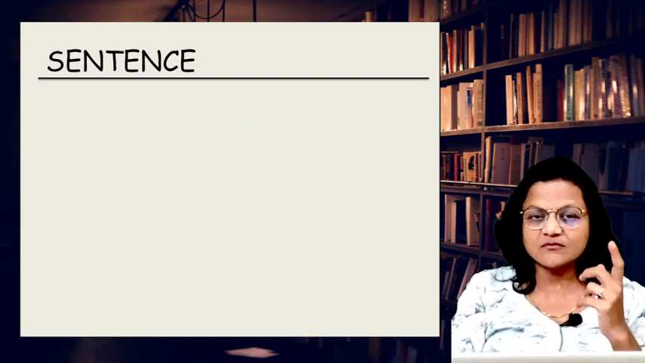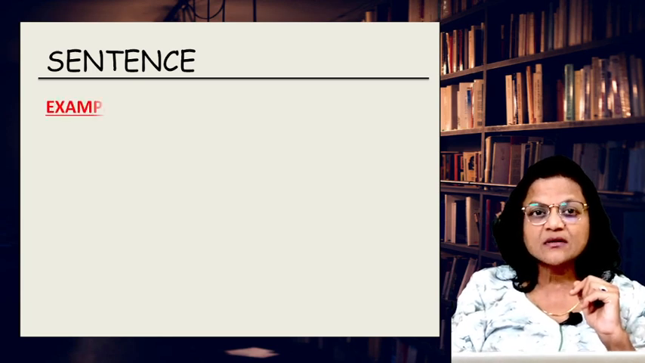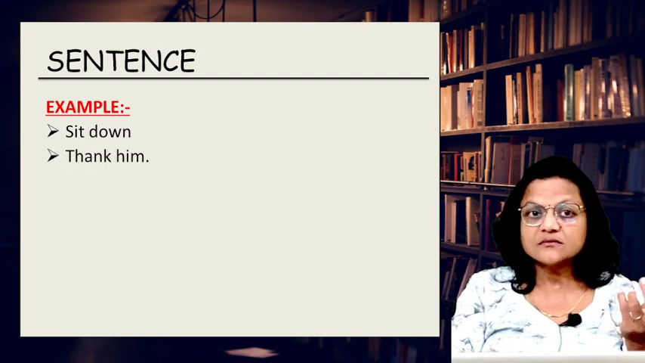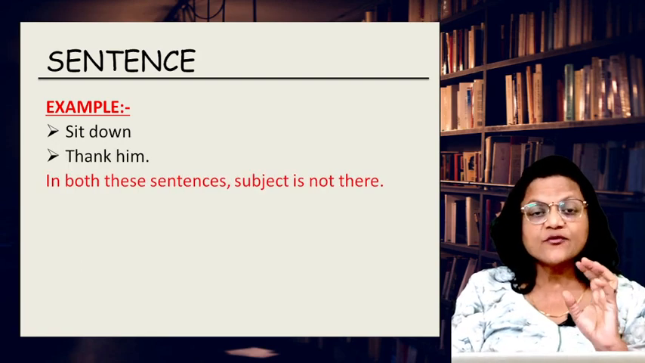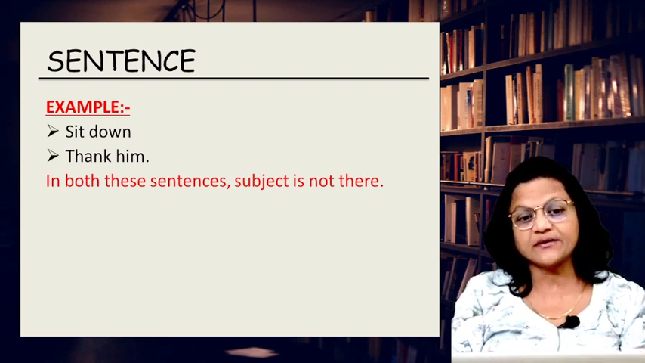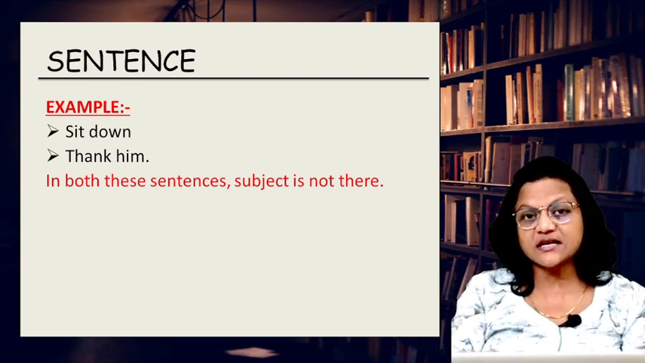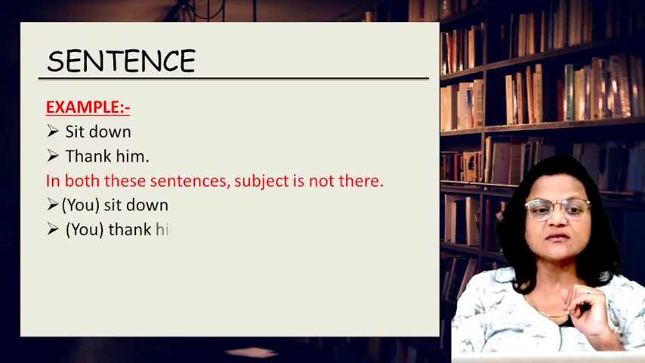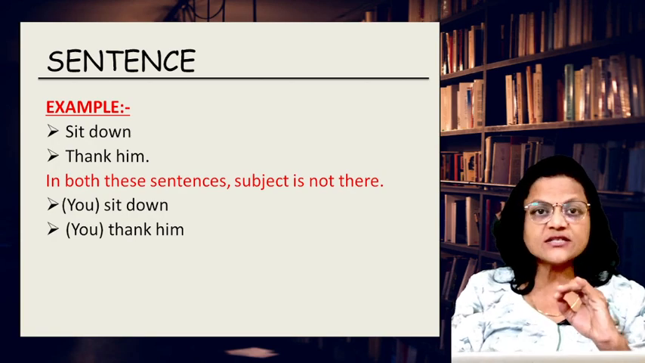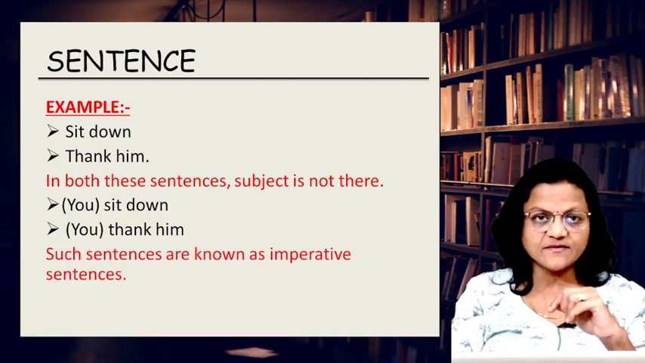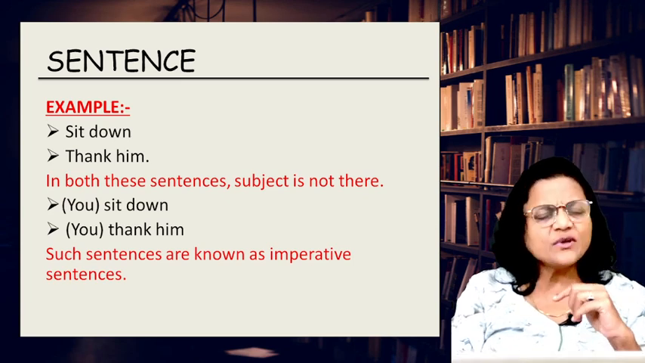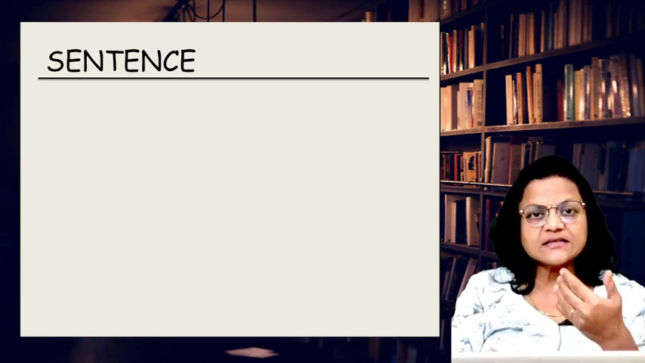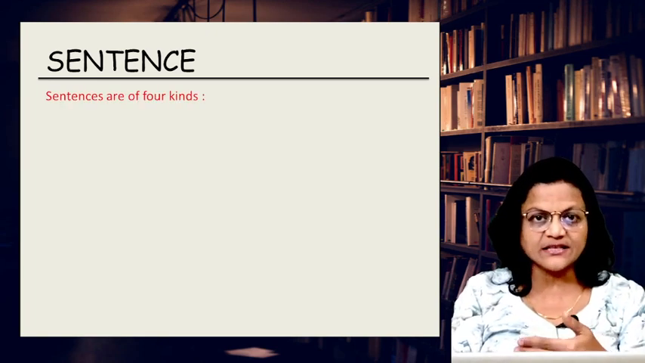Let's see two more examples. "Sit down." "Thank him." In both these sentences, if you pay attention, the subject is not there, but still the meaning is understood. That is, you sit down, you thank him. Such sentences are known as imperative sentences. What do we mean by imperative sentences? For this, let's study the topic of sentences in detail.